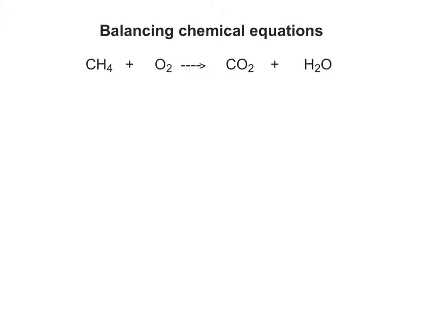Let's balance this equation based on these rules. In the reactant side, there are 1 carbon atom, 4 hydrogen atoms, and 2 oxygen atoms. In the product side, 1 carbon atom again, 2 hydrogen atoms, and 3 oxygen atoms. Here it seems that the number of carbon atoms are equal. It means that they are balanced. What about hydrogen?